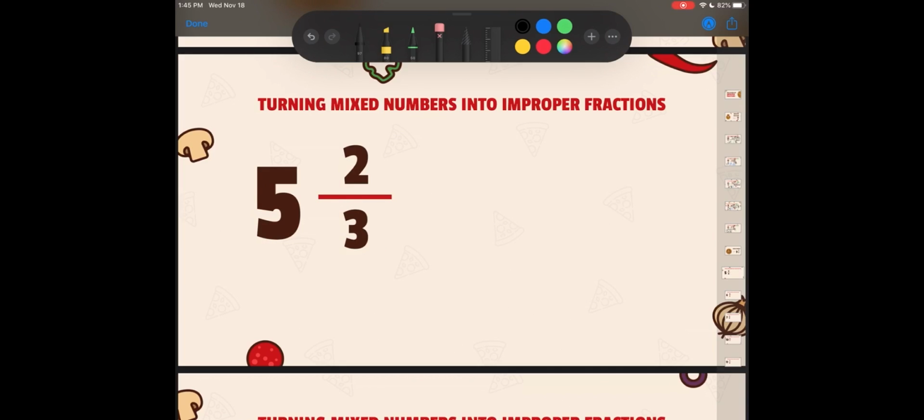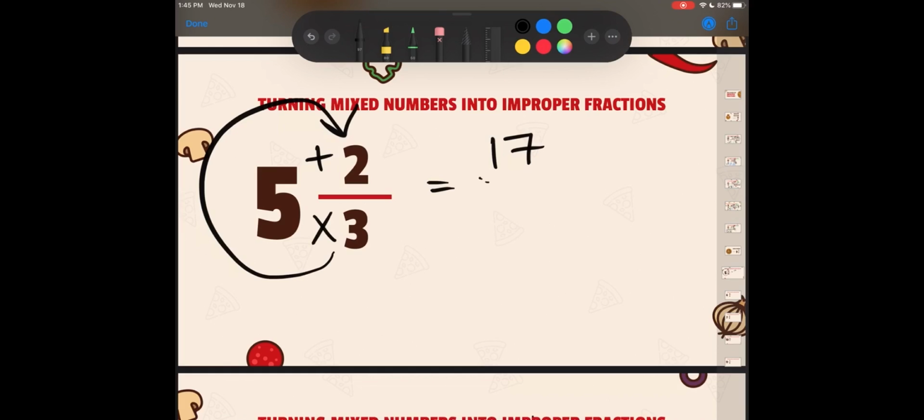What we can do instead is we can do a trick like this. We work around our fraction, starting at that 3, going up. So we start with our 3. We're going to multiply our 3 times 5. 3 times 5 is 15, right? That was our 5 groups of 3/3. And then we can add our leftover fraction and get 17. So 3 times 5 is 15 plus 2 is 17.